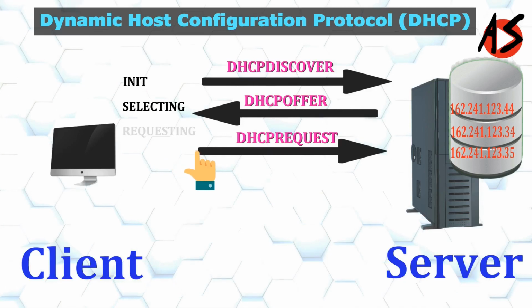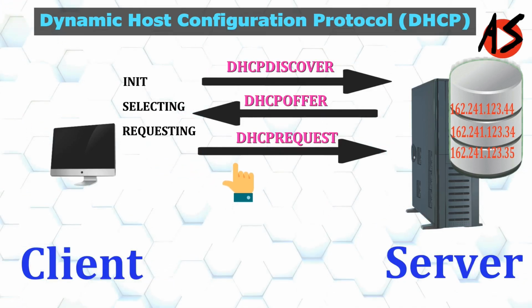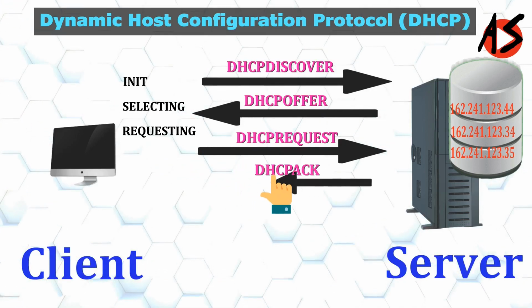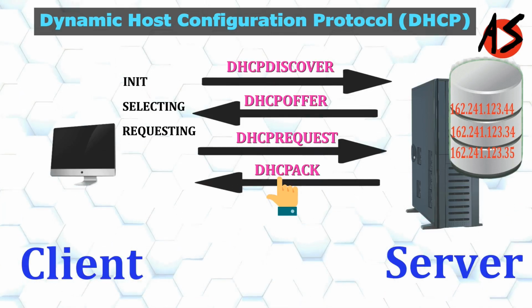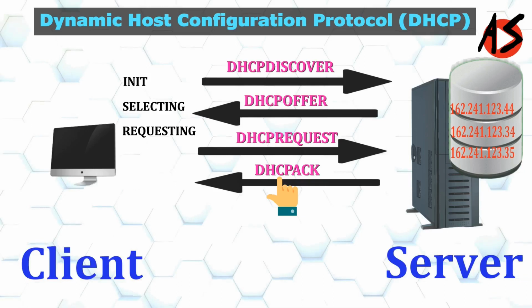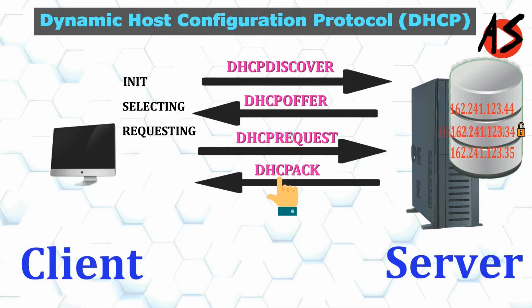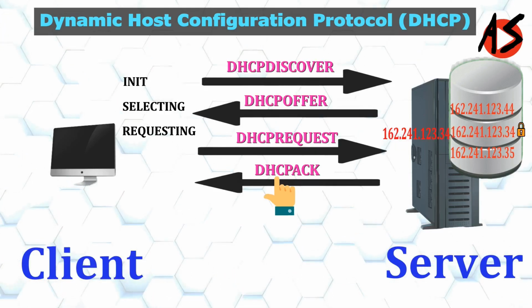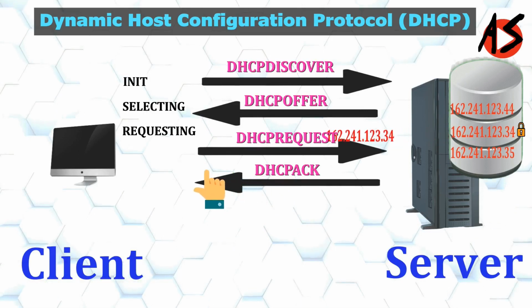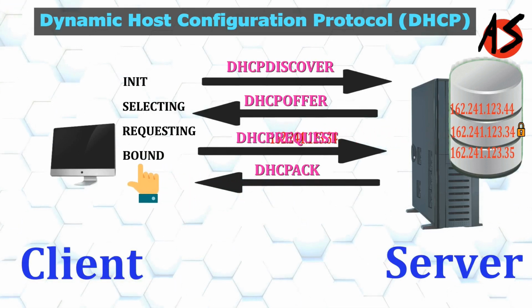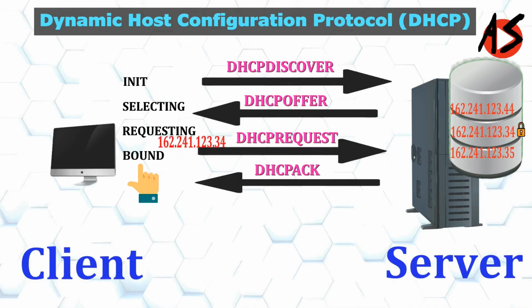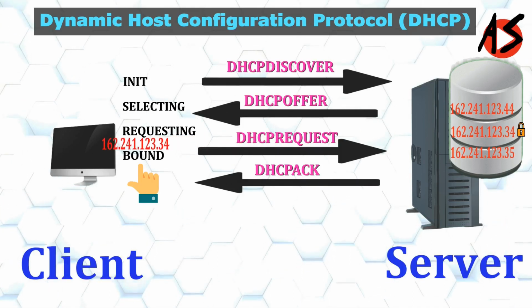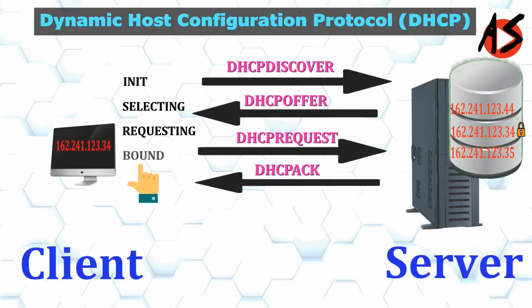The client remains in the requesting state until it receives a DHCP ACK message from the server that creates the binding between the client physical address and its IP address. After receipt of the DHCP ACK, the client goes to the bound state. In the bound state, the client can use the IP address until the lease expires.